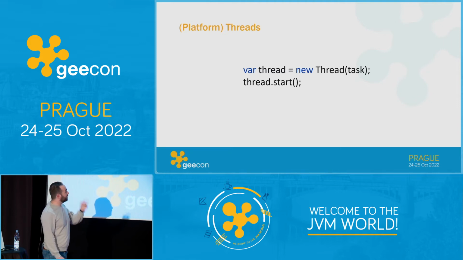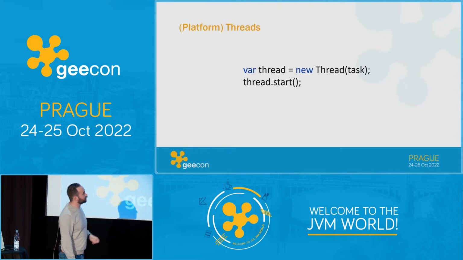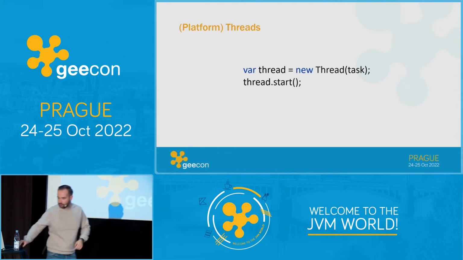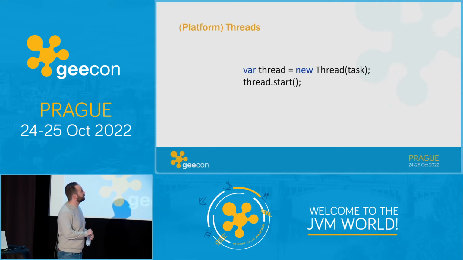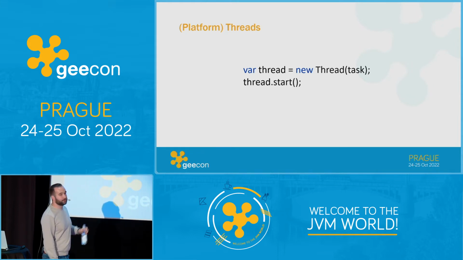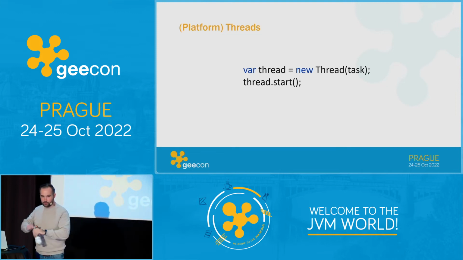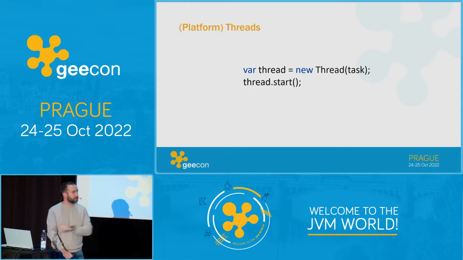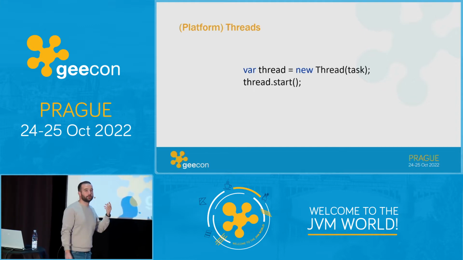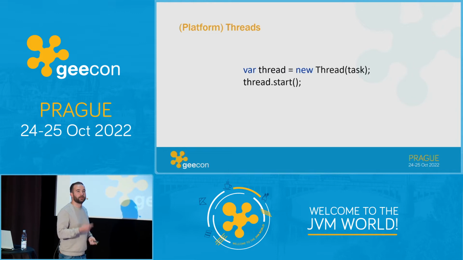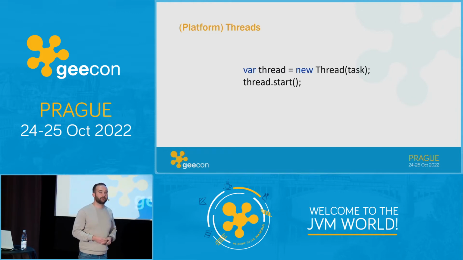So in Java, we call the constructor and ask it to create a new thread. In this example, I passed it a runnable called task. I get a thread object back, and I call the start method. And then Java will start running this thread for me. What happens behind the scenes is that when I call this constructor, Java will ask the operating system, can you create a thread for me, a kernel thread?